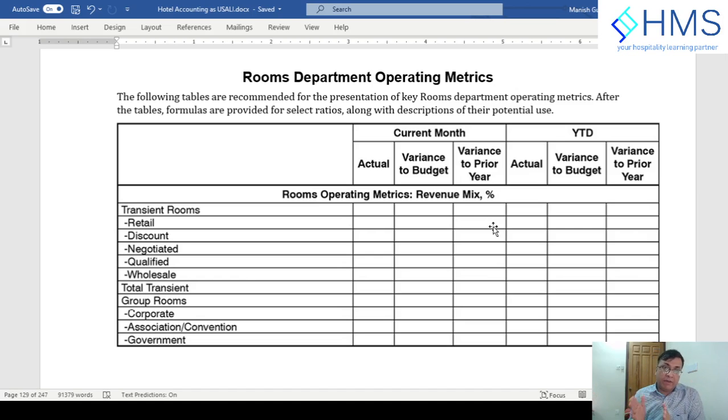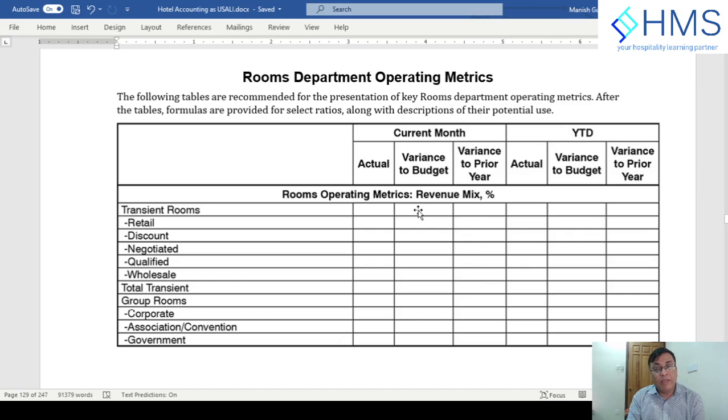You may have actual, budget, last year, and then the variances, or you may have actual, budget, variance to budget, actual, last year, variance to last year. The difference can be anything. The format can be much more elaborate, depending on how easy you find it to read and digest the information. As I said, there will be three separate statistics here.